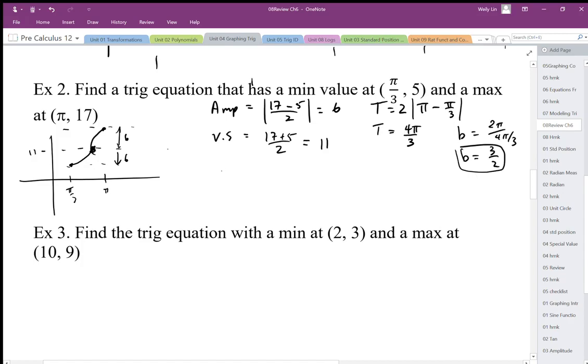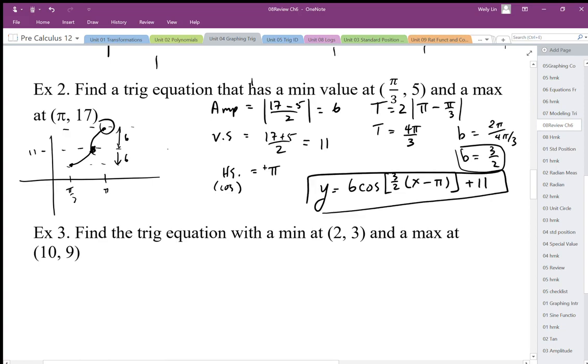As for the horizontal shift, we're just going to use a cosine, which is easiest, and use the max value. The max happens at pi, so I'm going to use a horizontal shift of plus pi, and I'm going to put it in brackets here, this is for cosine. So then my equation is my amplitude, I'm going to use cosine, my b value is 3 over 2, my horizontal shift is pi, my vertical shift is 11. Okay, so there's my equation.